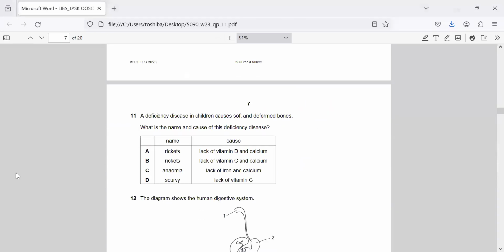Then this is question number 11. A deficiency disease in children causes soft and deformed bones. What is the name and cause of this deficiency disease? The names and causes are given. Option A says the name of the disease is rickets and the cause is lack of vitamin D and calcium. B is rickets, lack of vitamin C and calcium. C is anemia, which is lack of iron and calcium. And D is scurvy, lack of calcium. So option A is correct, as we all know that rickets is caused due to the lack of vitamin D and calcium.